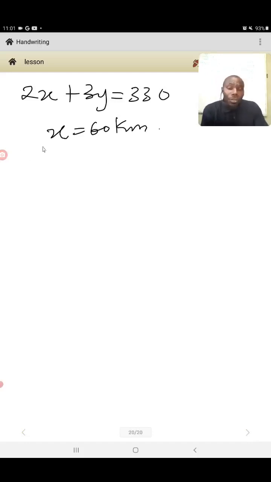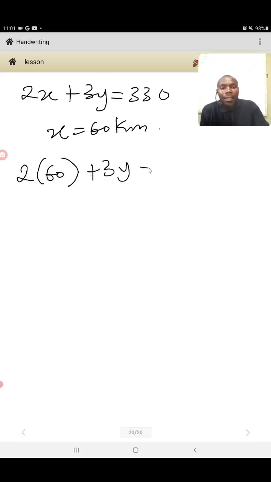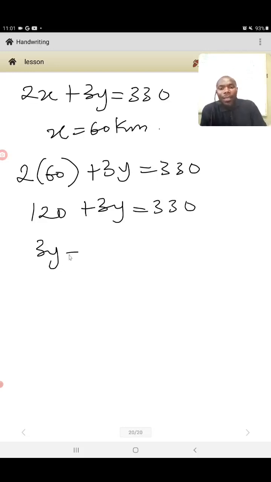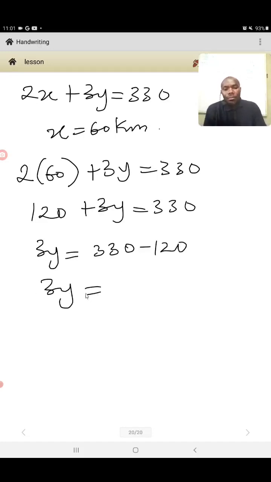So now you substitute the value to be 2 times 60 plus 3y is equal to 330. So make it 120 plus 3y is equal to 330. So 3y is equal to 330 minus 120. So 3y is equal to, let's try to get the value. 330 minus 120, we have 210.